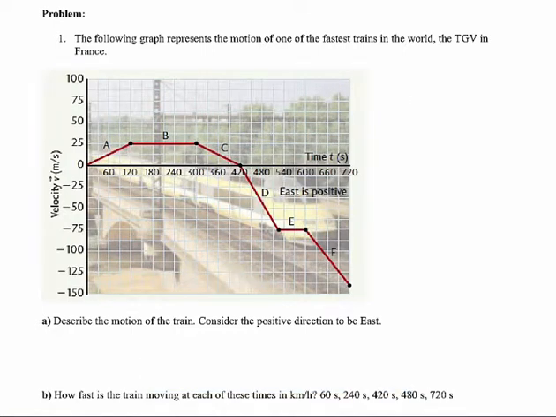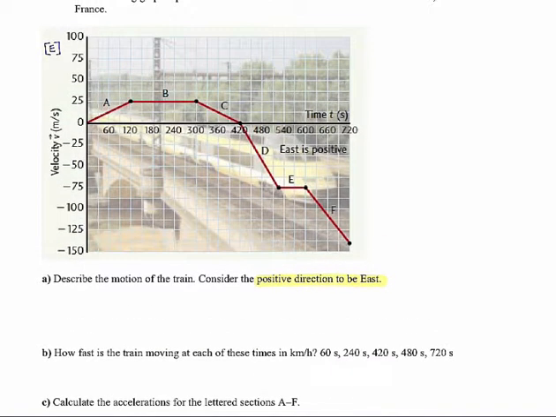This is a great example of a velocity time graph and how to analyze it. So we're going to go through it. This question was on the extra practice sheets for graphing, and we're told to consider east as being the positive direction. Let's start taking a look at it.